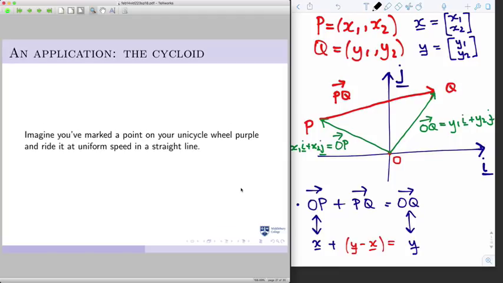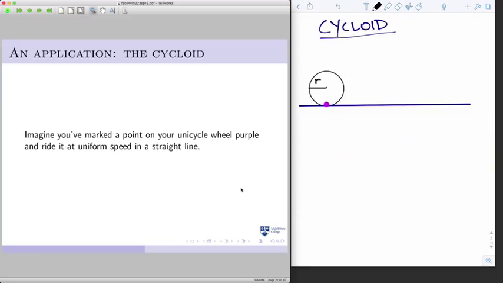So now we're going to see how we can use displacement vectors to provide a description of a certain curve in the plane. This curve is going to be called the cycloid.